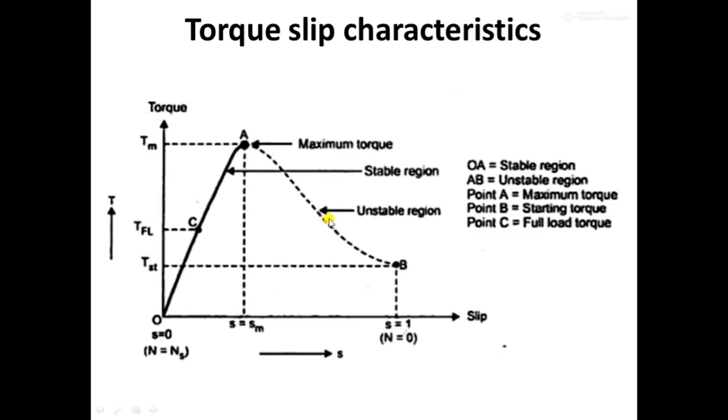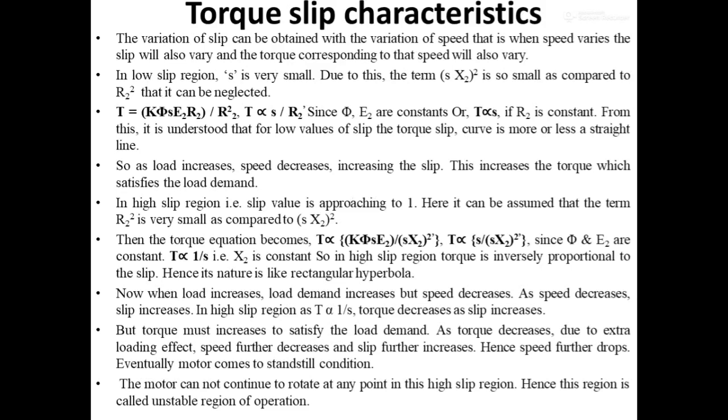From the characteristics, it's very clear that the new value of torque is less than that of the previous loaded condition. Since the value of torque has been reduced, it will not be able to compensate the increase in the load torque. So this process will go on and continue, and finally the machine will come to the standstill condition. Hence we are saying that this high slip region is actually an unstable region. The explanation for the same is given in this slide.